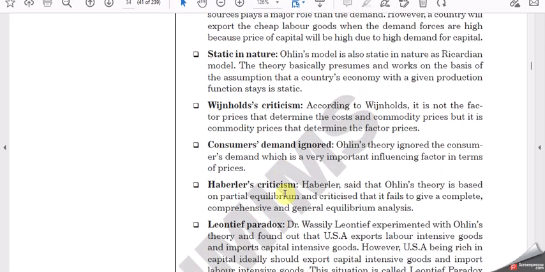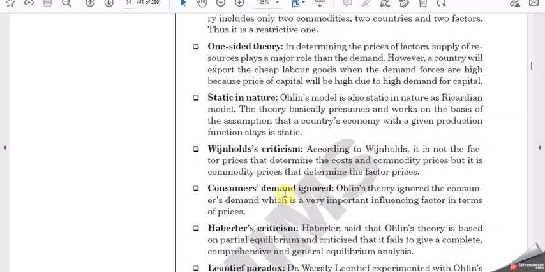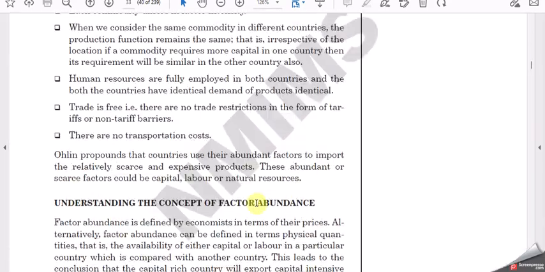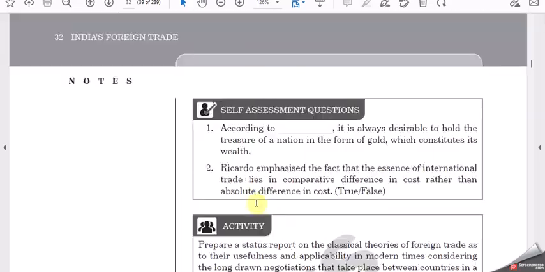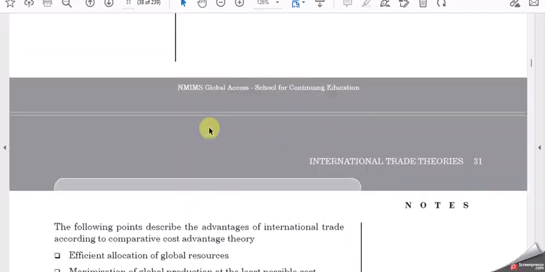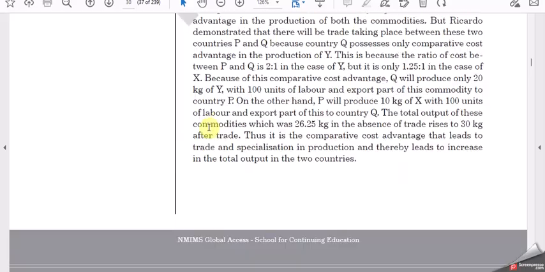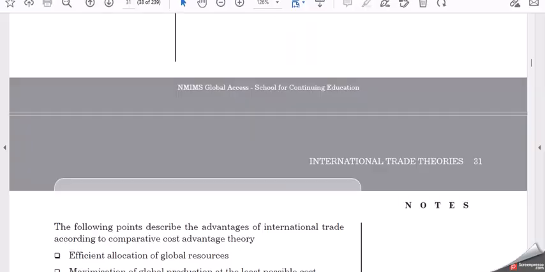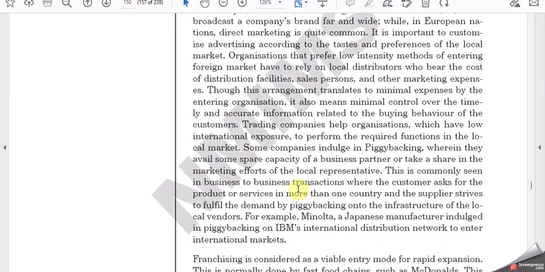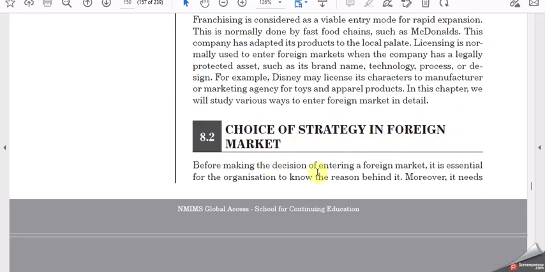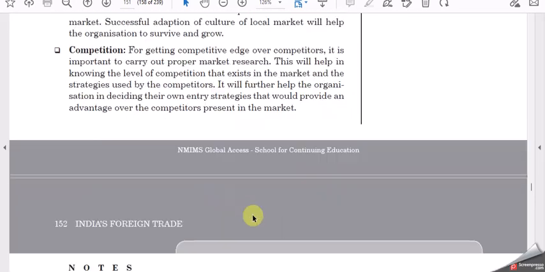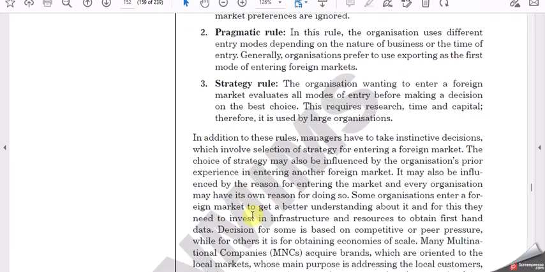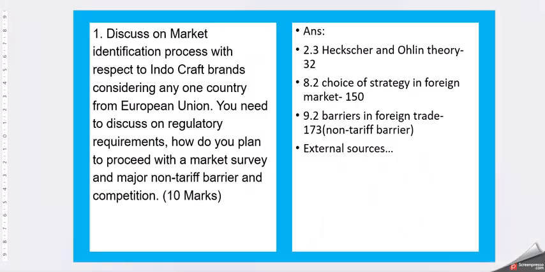Answering. So here you have information, but it's not exactly straightforward. If you want a little more information, you can get it from the other theories as well. Then the second one is choice of strategy in the foreign market, page number 150. So again, you have to see, understand, and then write it here. There are not many straightforward answers you will be getting.